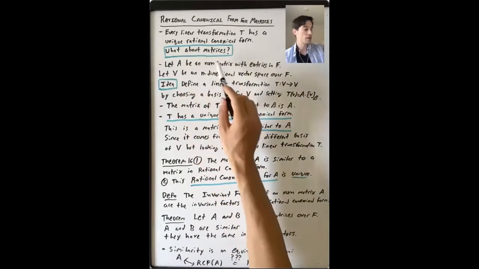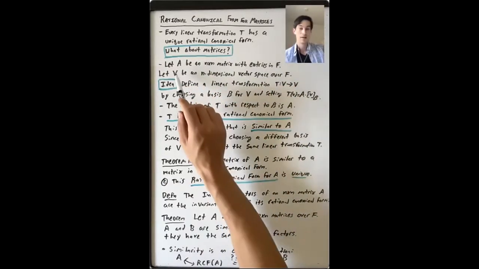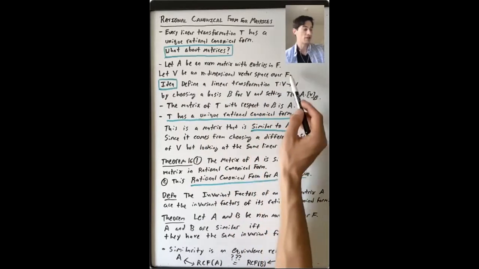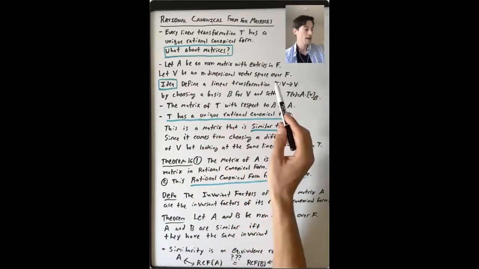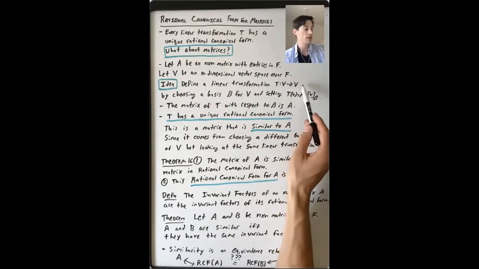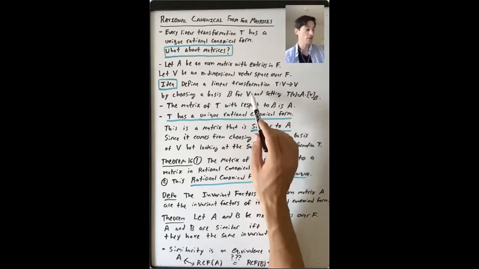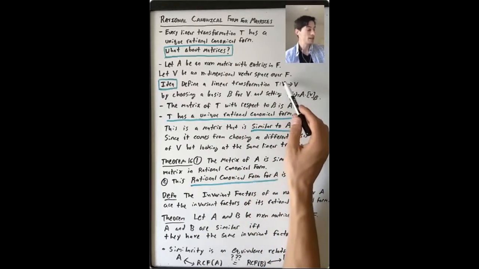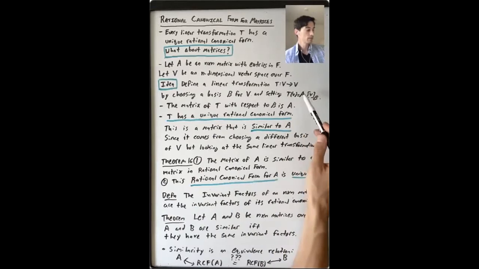So A is just going to be our n by n matrix with entries in F. Let's say V is some n-dimensional vector space over F. The big idea here is something we've seen before a number of times: we define a linear transformation T from V to itself by choosing a basis B for V and setting T of a vector v equal to A times the column vector of coordinates of v with respect to this basis B. So we choose some basis, and then define this linear transformation that comes from multiplying by this matrix A.